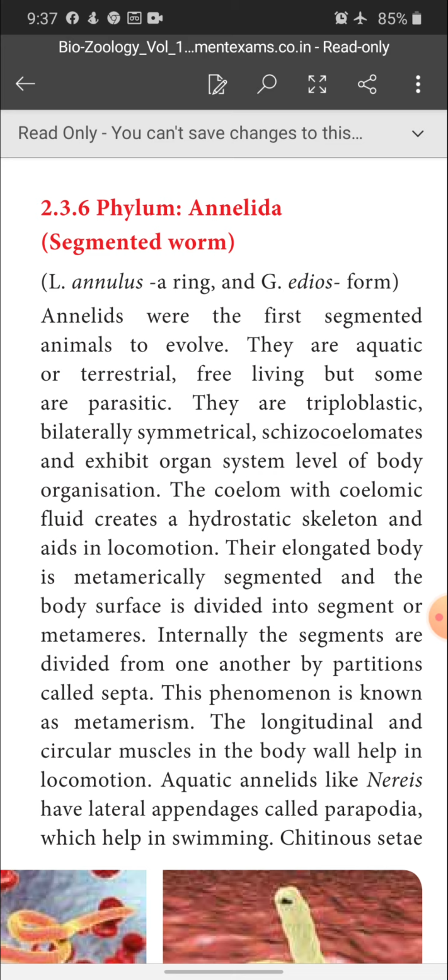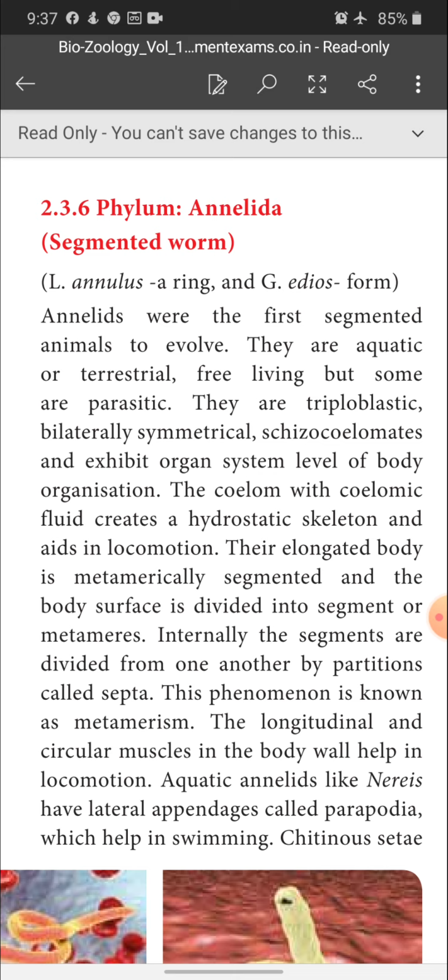Annelids were the first segmented animals to evolve. They are aquatic or terrestrial, free living, but some are parasitic. They are triploblastic, bilaterally symmetrical, eucoelomate, and exhibit organ system level of body organization. The coelom with the coelomic fluid creates a hydrostatic skeleton and aids in locomotion. So, annelids are eucoelomate animals, and the coelom consists of a coelomic fluid which creates a hydrostatic skeleton and helps in the locomotion of this animal.